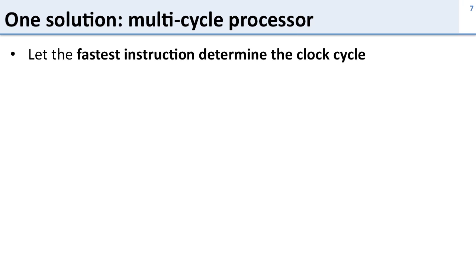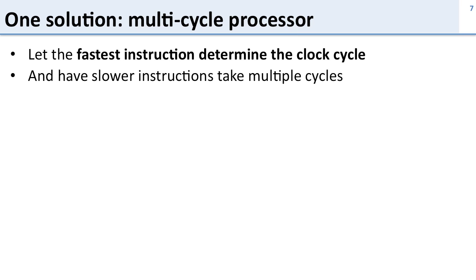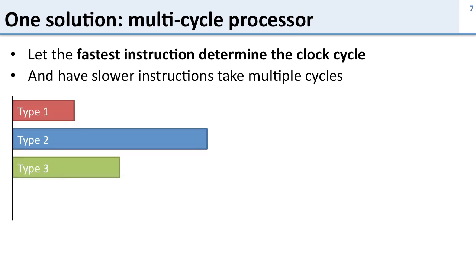So one solution to this is multi-cycle processors. Here the idea is that instead of having instructions take one cycle, we'll have instructions take multiple cycles. So this lets us have the fastest instruction determine the clock cycle, and slower instructions will just take more clock cycles. So let's take a look at an example from what we had before.